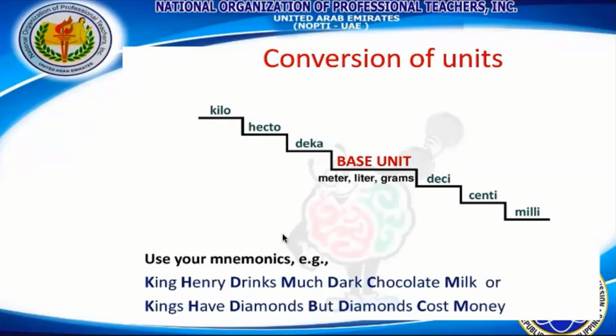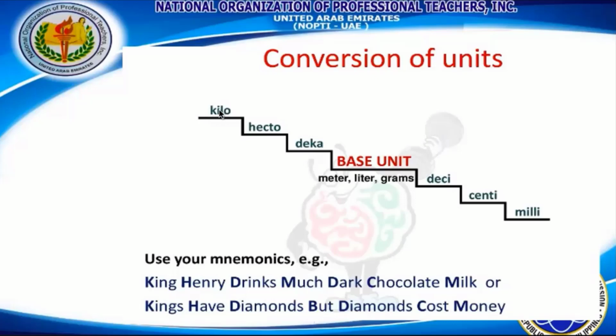So, para ma-memorize mo yung mnemonics ng mga maliliit, palaki na units, we have ito. King Henry drinks much dark chocolate milk. Or pwede rin, kings have diamonds, but diamonds cost money. Ito yon, yan. Yung B doon is the base unit.